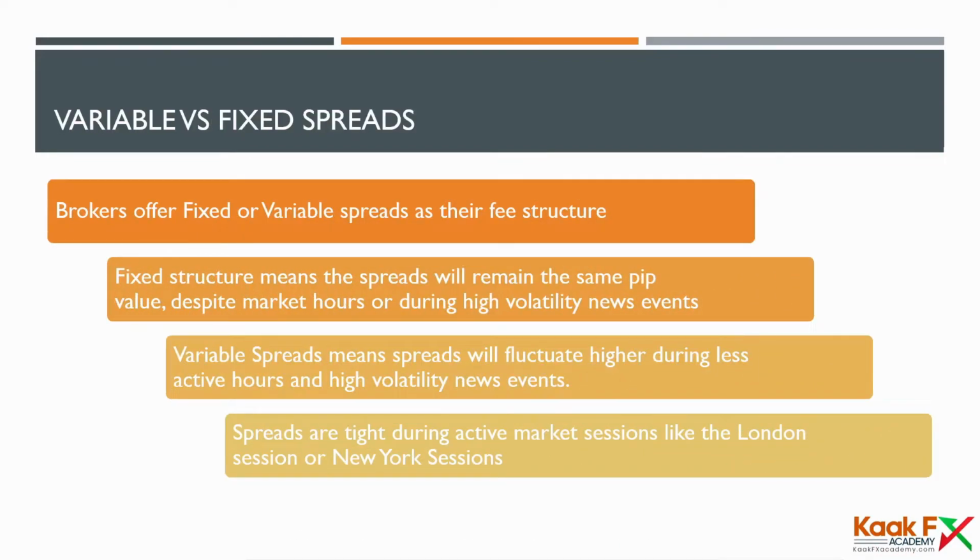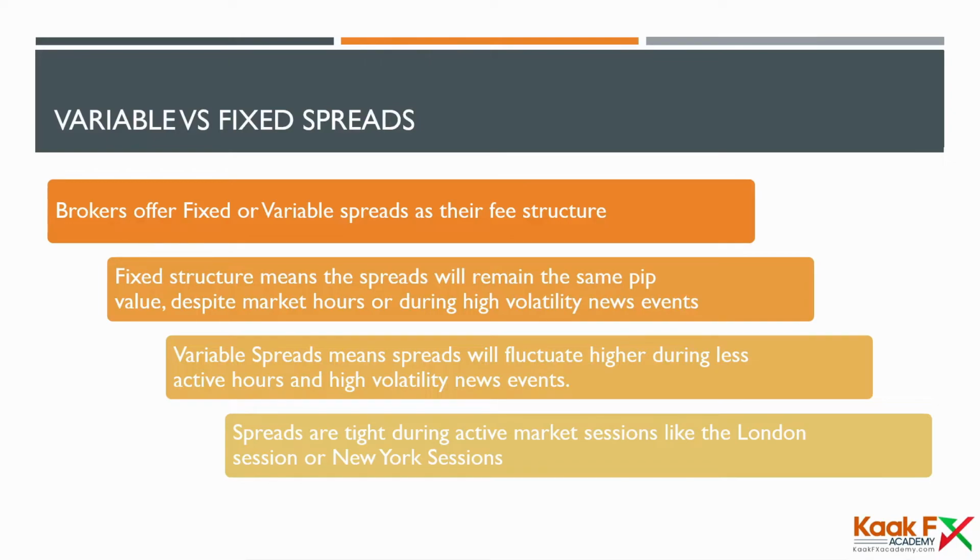Variable versus fixed spreads. Brokers offer fixed or variable spread as their fee structure. Fixed structure means that the spreads will remain the same pip value despite the market hours or during high volatility news events. So the difference between the bid and the ask price will remain the same if you choose fixed pricing when you open up your account. Variable spread means spreads will fluctuate higher during less active hours and high volatility news events, like the payroll events or any other high volatility news events. Spreads are tight during active market sessions, like the London session or the New York session.